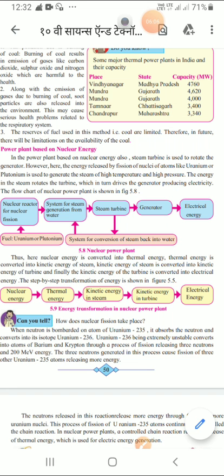Let me see that here the nuclear energy is converted into thermal energy. Thermal energy means heat energy. This thermal energy is converted into kinetic energy of steam. So that means water changed to steam. This kinetic energy of steam is further converted into kinetic energy provided to the turbine, and finally the kinetic energy of the turbine is converted into electrical energy. So the step by step transformation of the energy we can see here in the next flow chart.